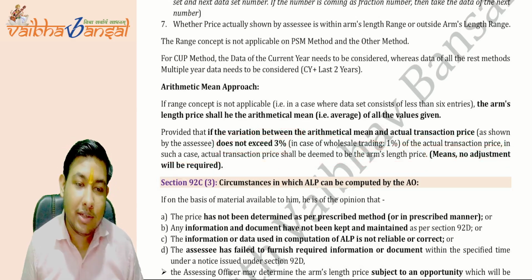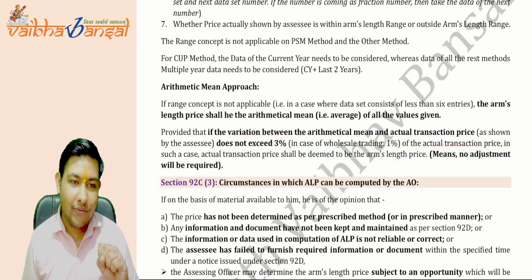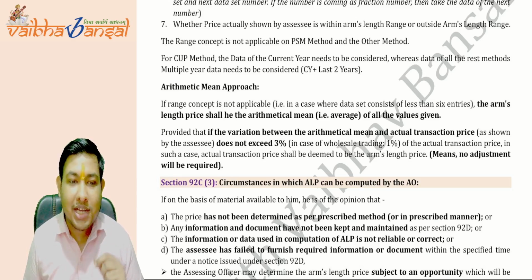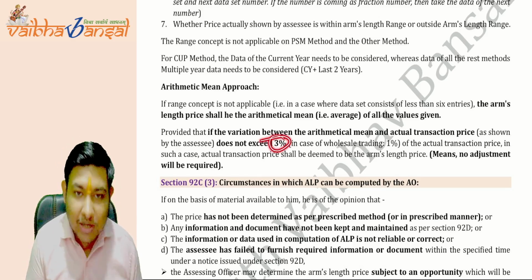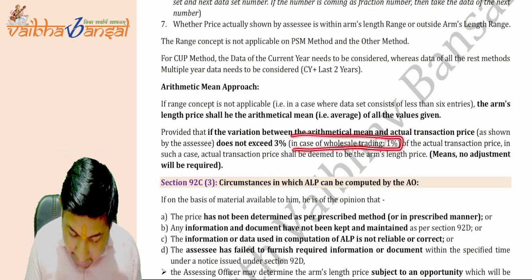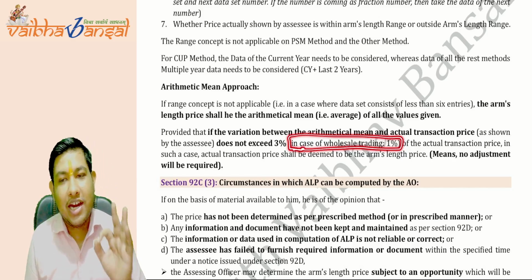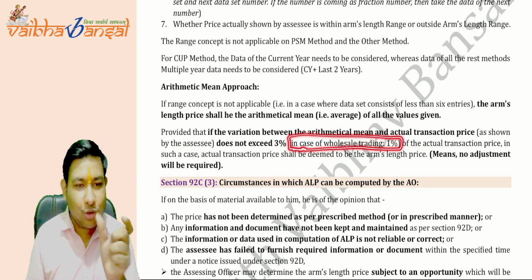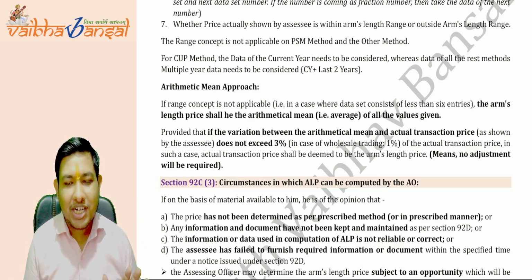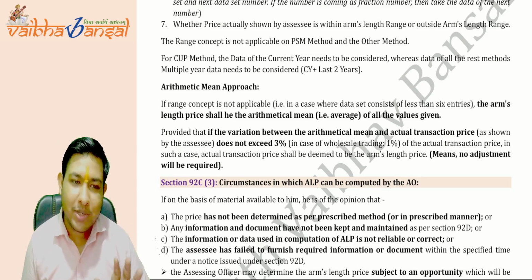But this is the case for a normal individual or normal company. But if you are a wholesale trader, selling something in a wholesale market, then this range of 3% will become only 1%. It is written there. In case of wholesale trading, it is only 1%. The tolerable limit by the government is only 1% in case of a wholesale trading business. I hope it is very much clear to you all.